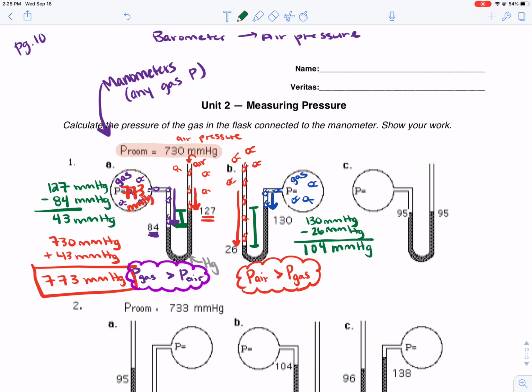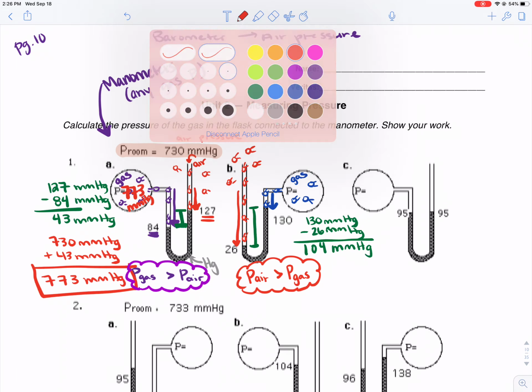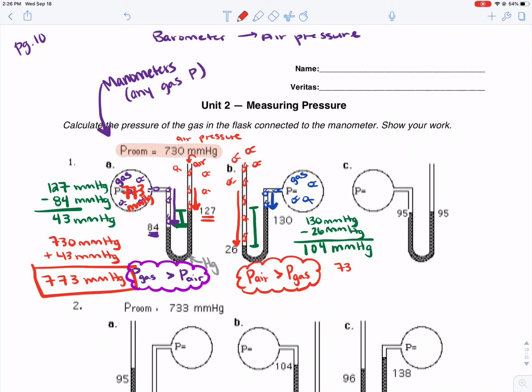So I know the pressure of my gas is 104 millimeters of mercury different from the pressure of my room. I know the pressure of my room is 730 millimeters of mercury. And I know the pressure of my room is greater than the pressure of my gas. We said that here: the pressure of the air is greater than the pressure of the gas. So 730 millimeters of mercury should be my bigger number. So this time, I don't want to add 104 to 730. Instead, I want an answer that is smaller than 730. So I want to subtract 104 millimeters of mercury.